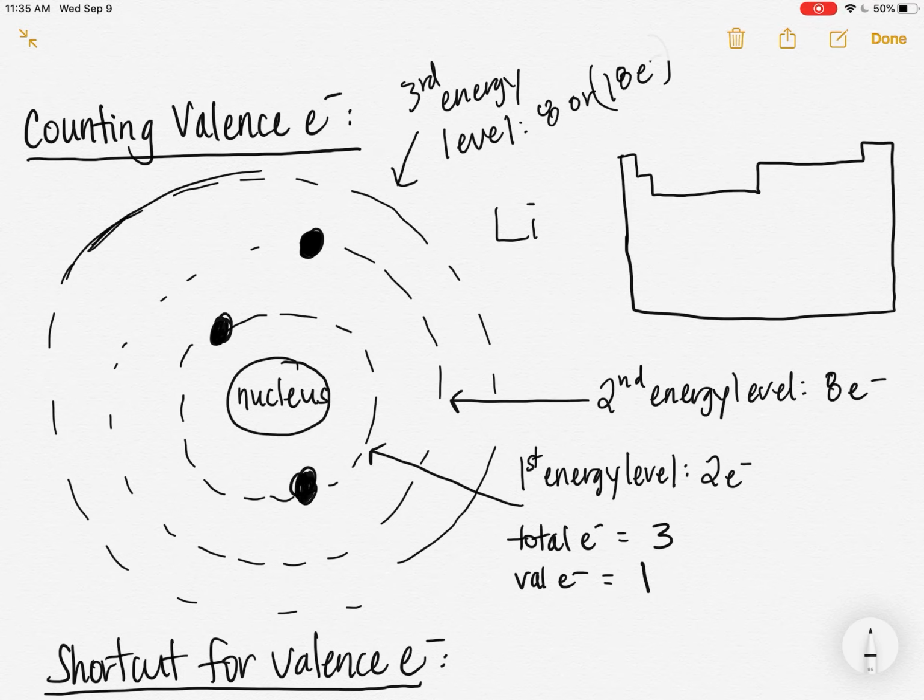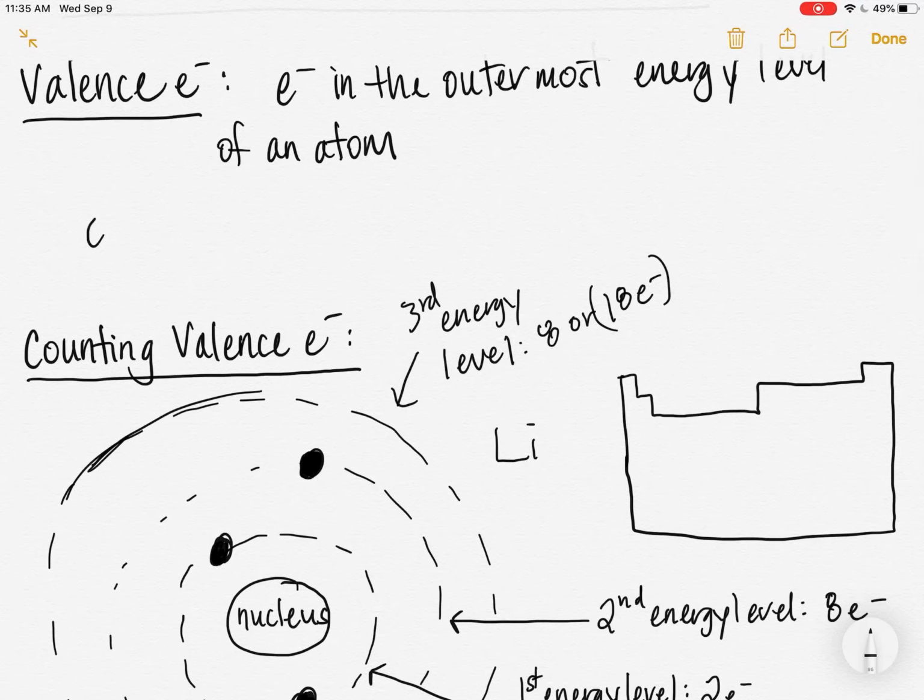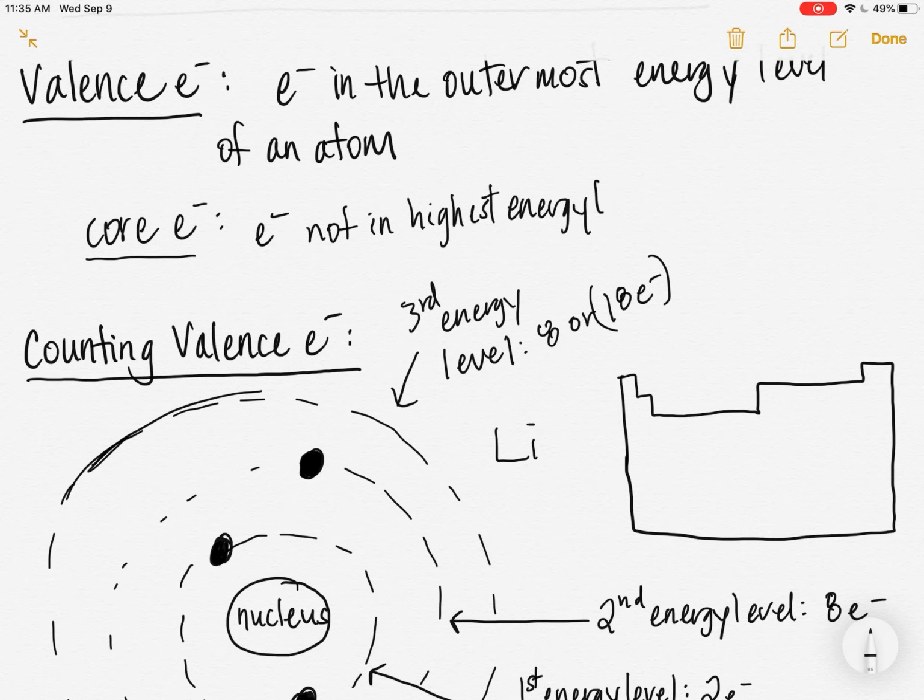So if this is a valence electron, that means these two cannot be valence. They have to have another name, and that other name is core electron. We might want to add that somewhere. Maybe we have room up here: core electrons, or your electrons that aren't on the highest energy level, that's exactly what they are. Electrons not in the highest energy level.